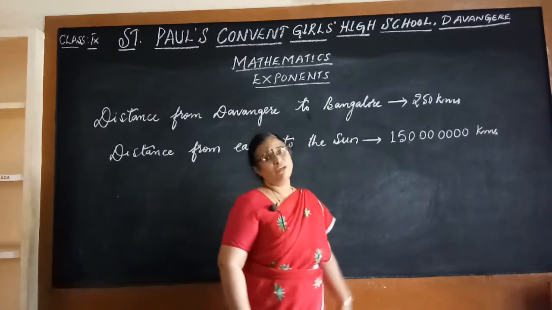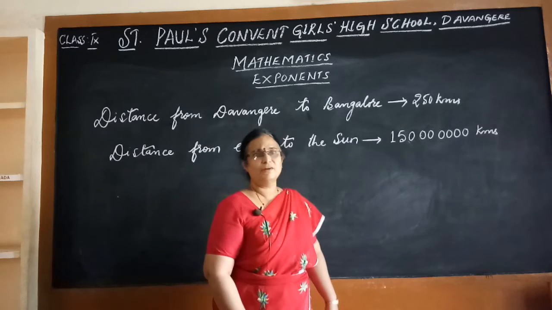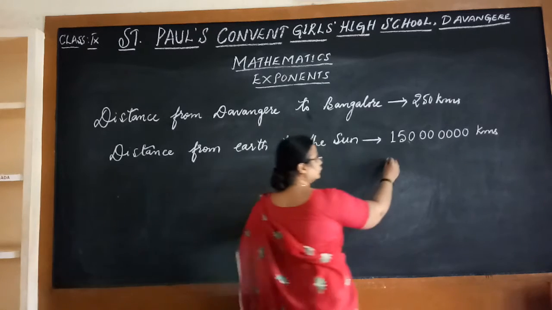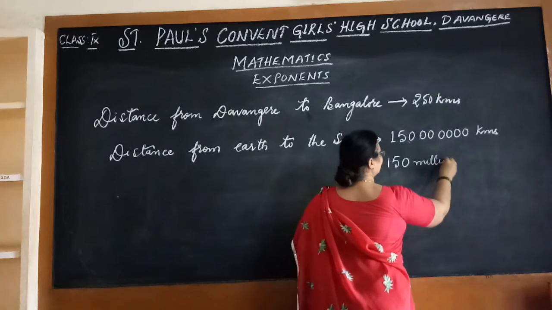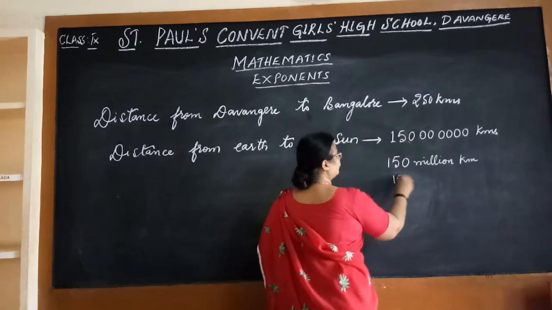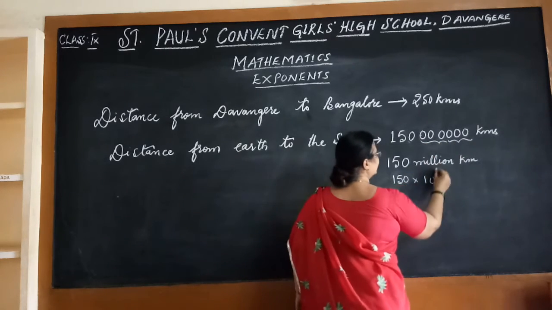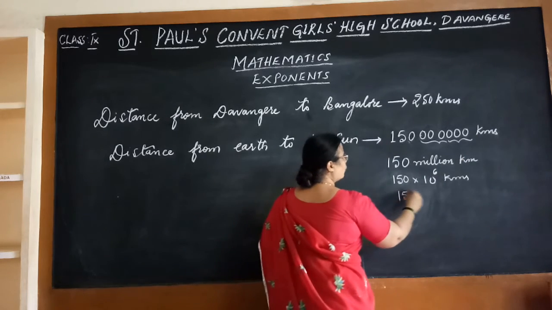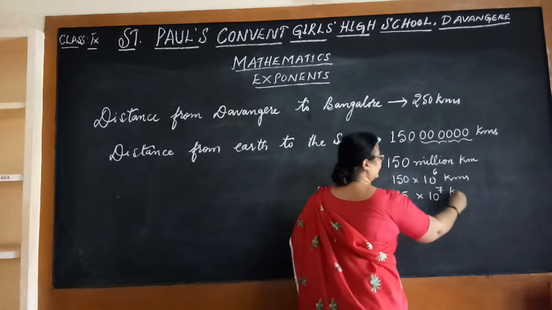So, in short, we call it a scientific notation. If the numbers are large enough, we use a short form scientific method. So, this I can write as 150 million kilometers, or else 15 into 10 to the power of 6 kilometers, or else I can write it as 15 into 10 to the power of 7, one more zero is added, kilometers.